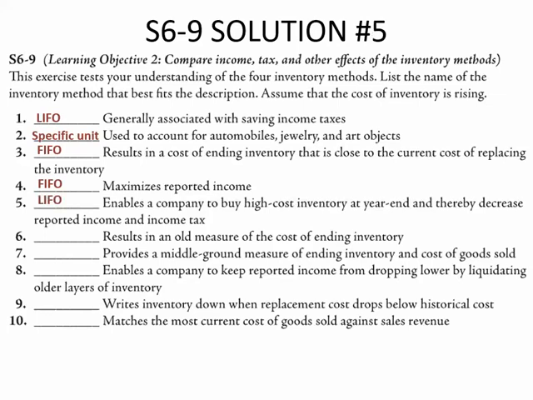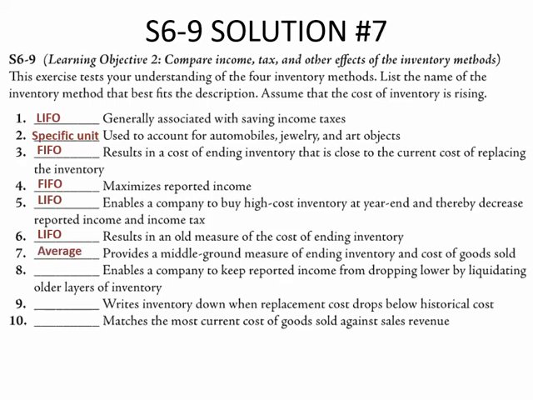Number 5, enables a company to buy high-cost inventory at year-end and decrease reported income. That's LIFO, because last in, first out, whatever we buy most currently is what's on our income statement. Okay, number 6. Results in an old measure of the cost of ending inventory. That's LIFO, because your ending inventory is your oldest units.